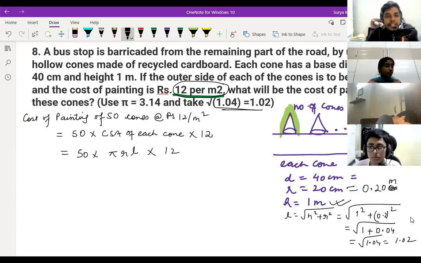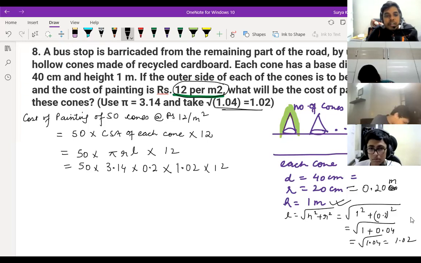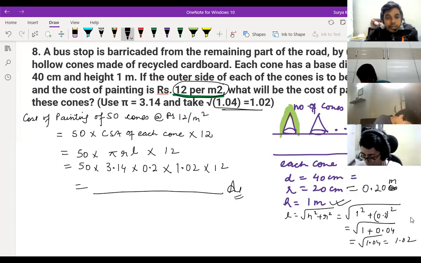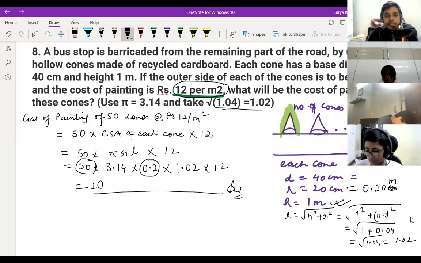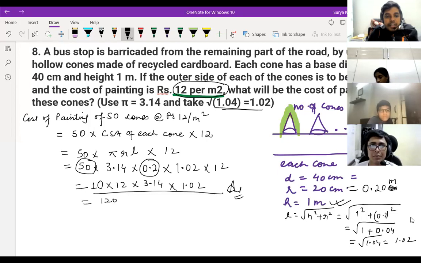So you can write here instead of L, what we can write? 50 into 3.14 into radius, that is 0.2, multiply by L, which is 1.02, into 12. Now this much you should solve and you should get the answer. So if you do 50 into 0.2, 5 twos are 10, you'll get only 10 into 12 into 3.14 into 1.02. So you can write 120 multiply 3.14 into 1.02.